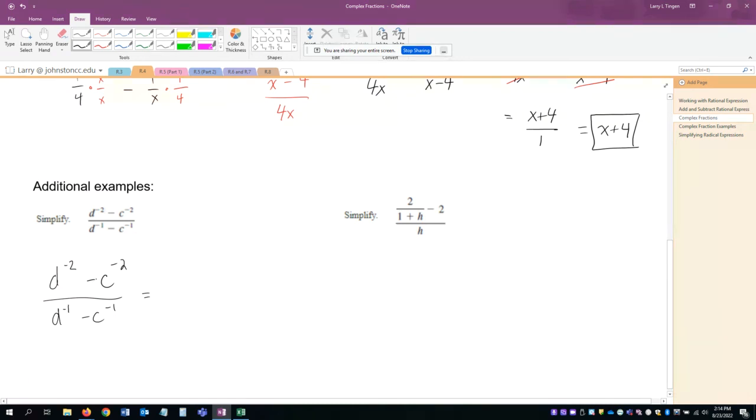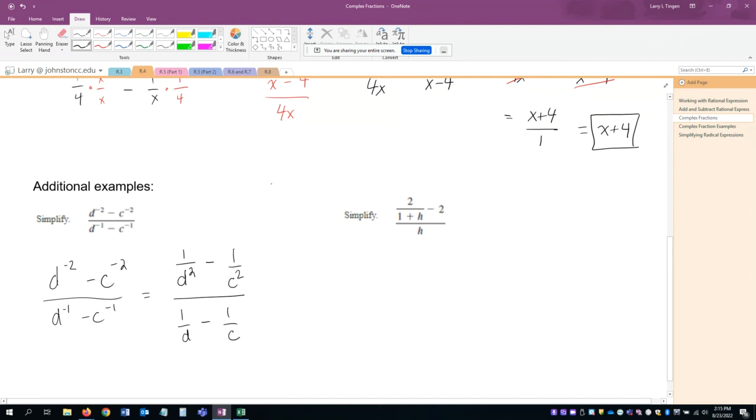Now, this problem adds an extra wrinkle of difficulty because these are separated by subtraction. So I can't just take this d to the negative 2 and put it in the denominator. I need to write d to the negative 2 as 1 over d squared. Moving it to the correct place is what makes the power change signs. So d to the negative 2 is 1 over d squared. c to the negative 2 is 1 over c squared. d to the negative 1 is 1 over d. And c to the negative 1 is 1 over c.